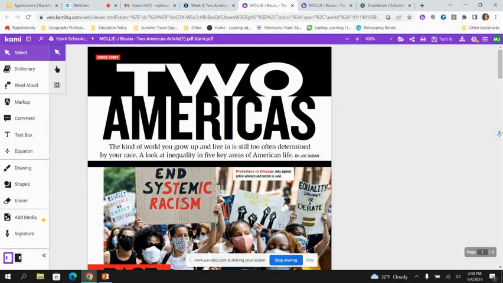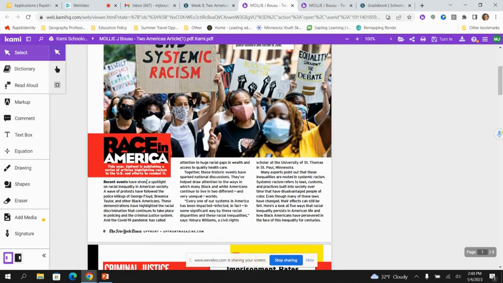And the point of this article is about the country, right? And so how the kind of world that you grow up in is oftentimes in this country too often determined by your race. And so it takes a look at inequality in 5 key areas of American life. So you're going to read through it.